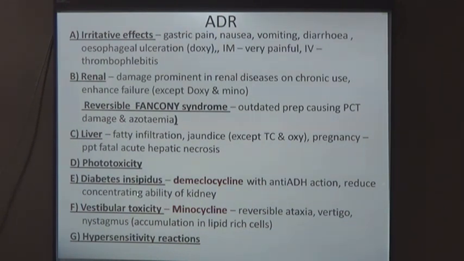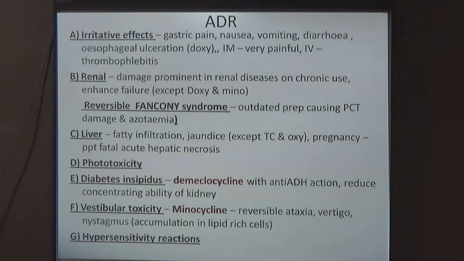In diabetes mellitus, actually diabetes insipidus, demeclocycline you can use. Acting as an anti-ADH, it reduces the concentrating ability. Demeclocycline is used in diabetes insipidus. Okay? Demeclocycline is a tetracycline, so it is used in diabetes insipidus.